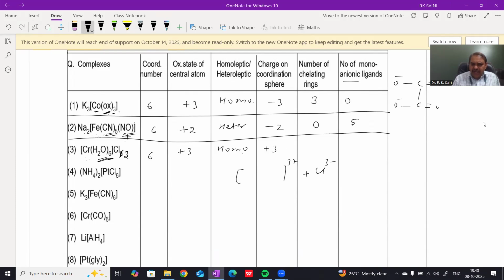Number of chelating rings is 0 because all are monodentate. Number of mono-anionic ligands is 0, because in this complex water is the ligand, and it is a neutral ligand. Question next.